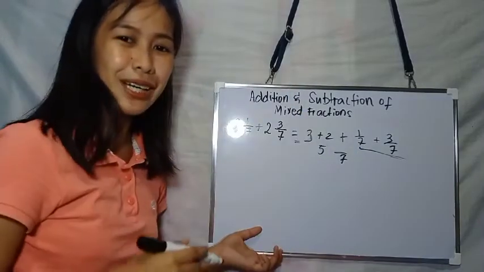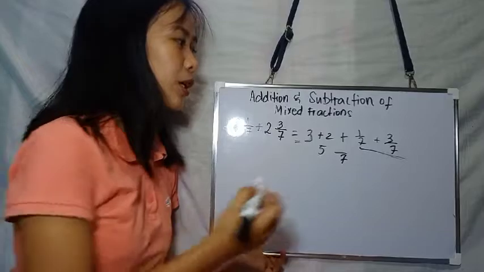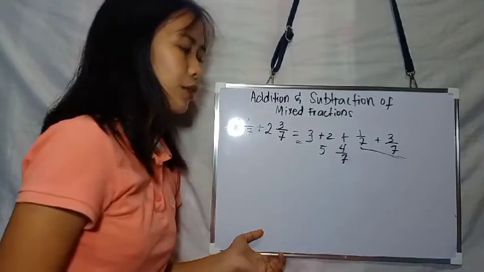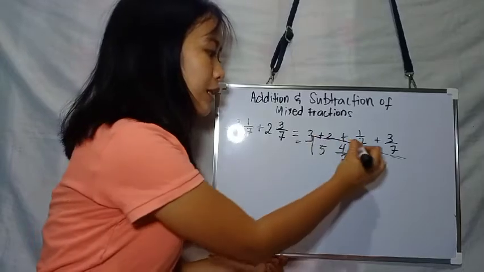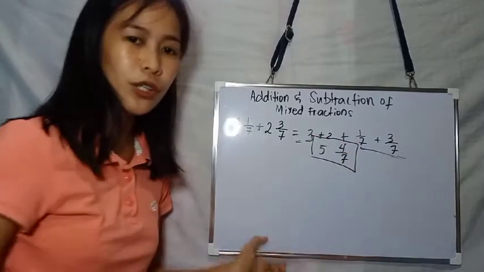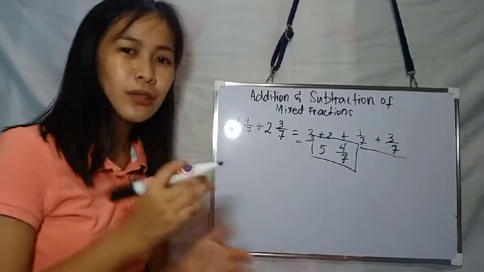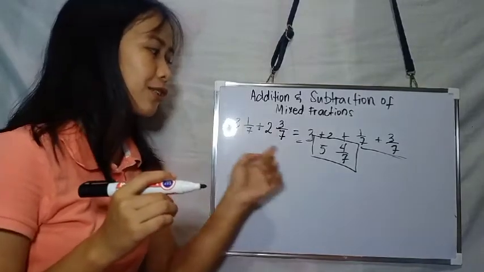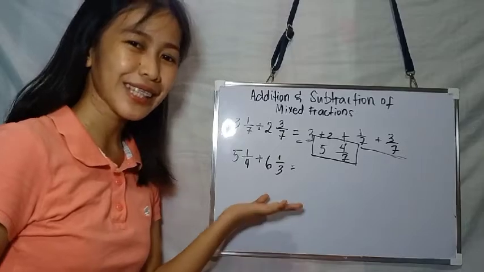Hindi nyo na kailangan maghanap pa ng LCD, right? And then, just add 1 plus 3 is 4. And that's it. Yan na yung sagot natin. 5 and 4 over 7. Ganun lang kasimple. And how are you going to add mixed fraction? Okay, take a look at our next example.